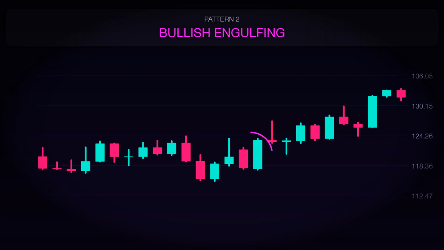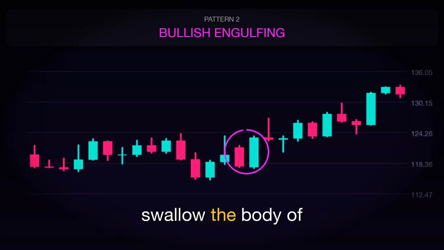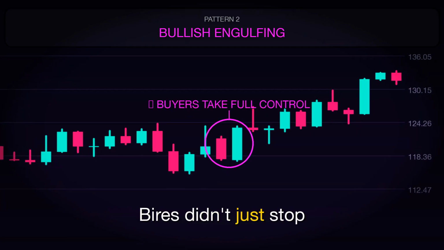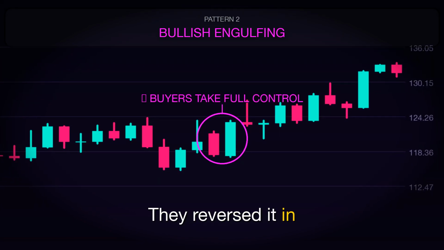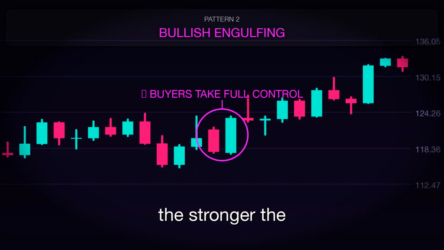Pattern 2, the bullish engulfing. Watch the second candle completely swallow the body of the first red candle. That's not a coincidence. Buyers didn't just stop the selling, they reversed it in one move. The bigger the engulfing candle, the stronger the signal, especially at a key support level.